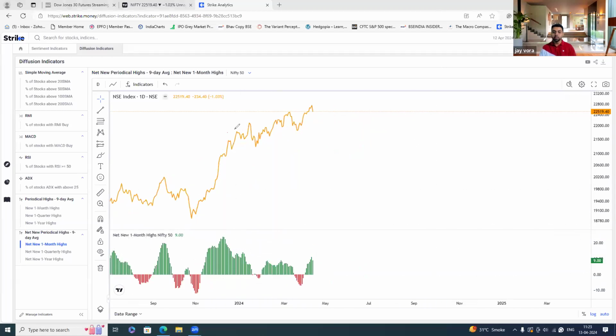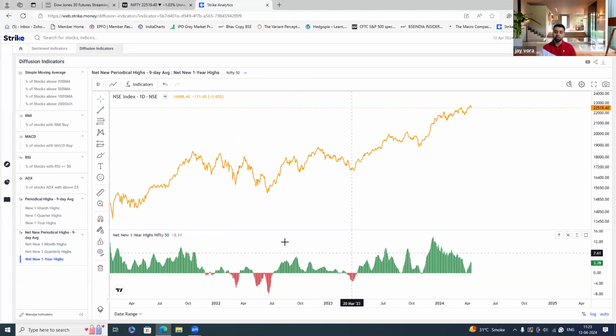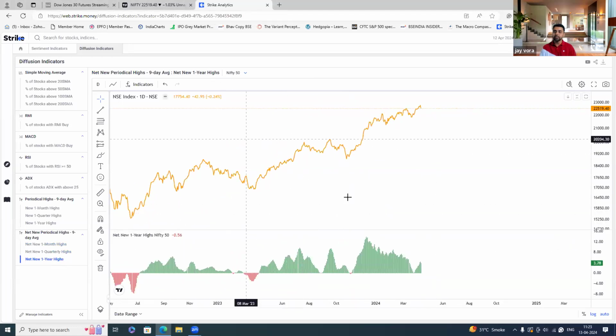So you can see over here that the market was rising higher, but the breadth was actually going down, down, down, right? So again, these can be complementary to what we have seen in the 20-day average and so on. So basically that's about it from the sentiment and the diffusion indicator. Now, if you have any questions, I'm happy to answer them.